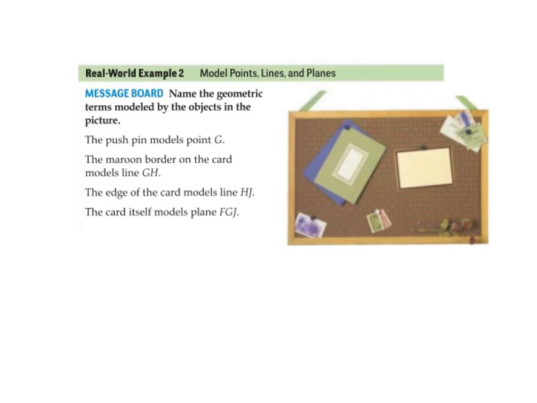Okay, so now what we're looking at is different geometric shapes. A push pin is a point. Can't be anything else than that. It's a circle in respect, but it's just a point somewhere on the card. The maroon border is also known as a line. The edge of the card is also a line, but the card itself is a plane. So as you can see, you've got a point, you've got lines, and you've got planes.